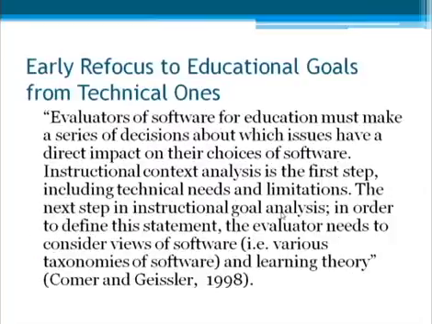Early refocus to educational goals from technical ones. According to Comer and Gessler, 1998, evaluators of software for education must make a series of decisions about which issues have a direct impact on their choices of software. This means that in their view, instructional context analysis is the first step, which includes technical needs and limitations. The next step, they argue, is instructional goal analysis. What this means is that the evaluator needs to consider the various taxonomies of software and learning theory when evaluating the merit of educational software.